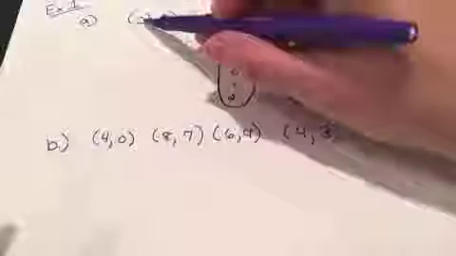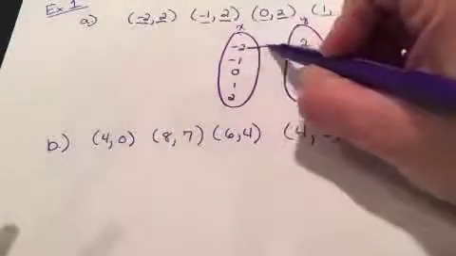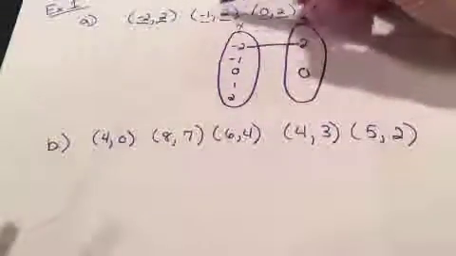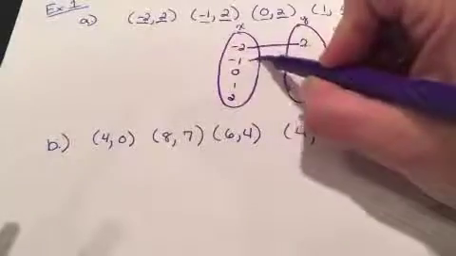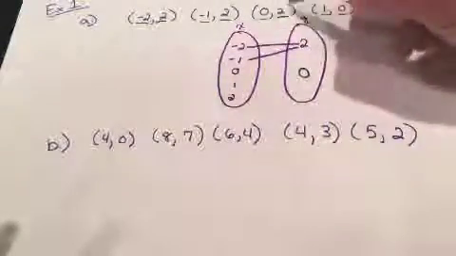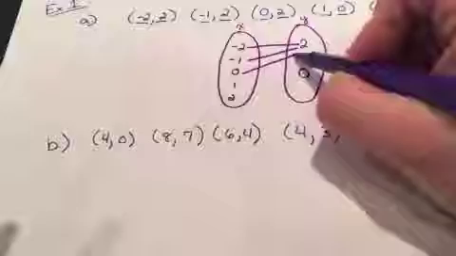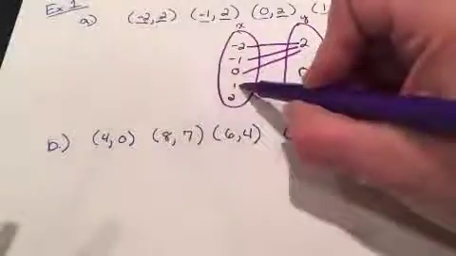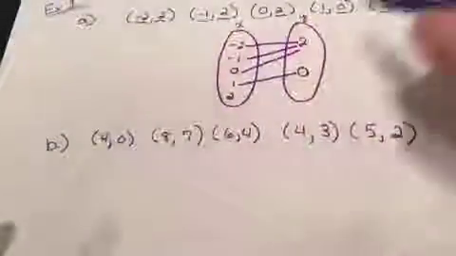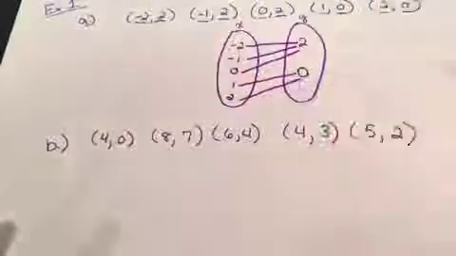My negative 2 gets mapped to my 2, so I'm going to draw an arrow between them. My negative 1 goes to 2, so I'm going to draw an arrow between them. My 0 goes to 2, so I'm going to draw an arrow between them. 1 goes to 0, so I'm going to draw an arrow there. And 2 goes to 0, so I'm going to draw an arrow there.